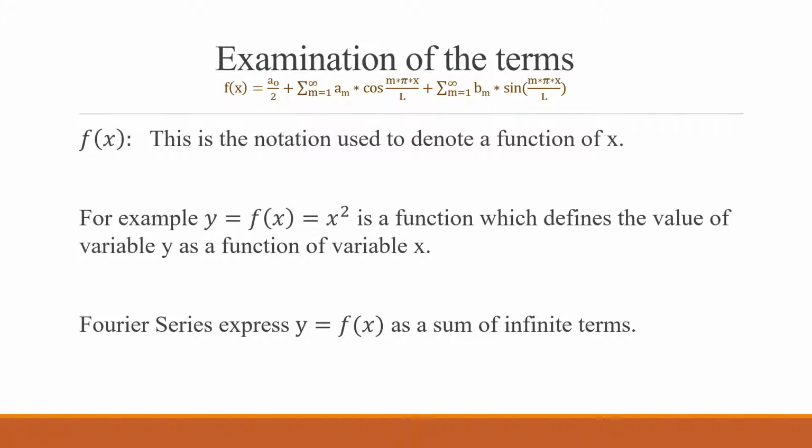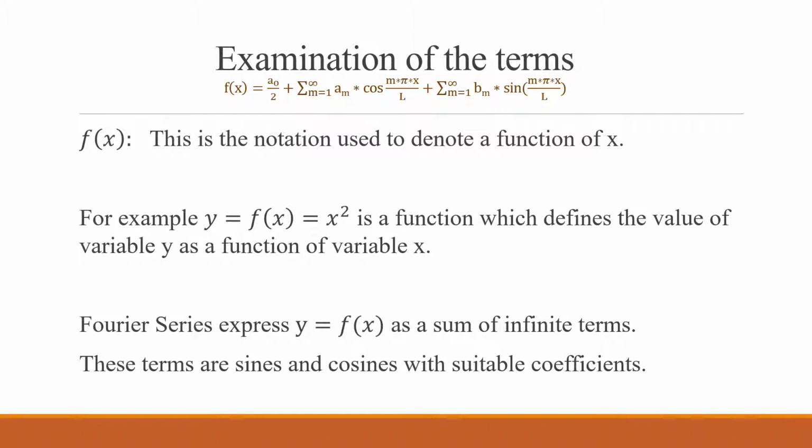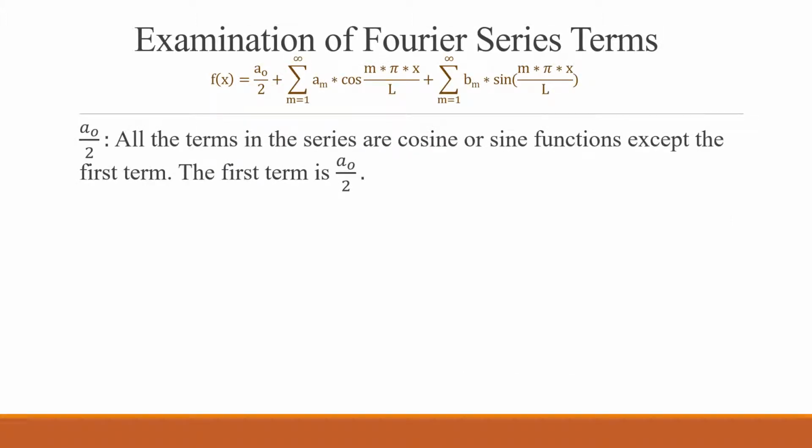Fourier series expresses y equal to f of x, the same function as we saw above, as a sum of infinite terms. These terms are sines and cosines with suitable coefficients, which we will see in the coming slides. The first term on the right side of the equality in the Fourier series is a naught over 2. All the terms in the series are either cosine or sine functions, except the first term, a naught over 2.